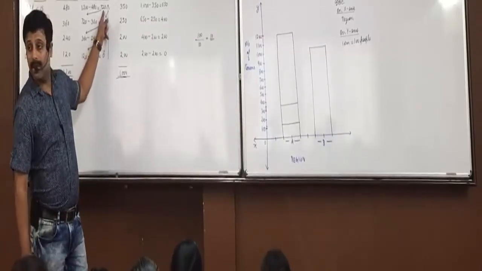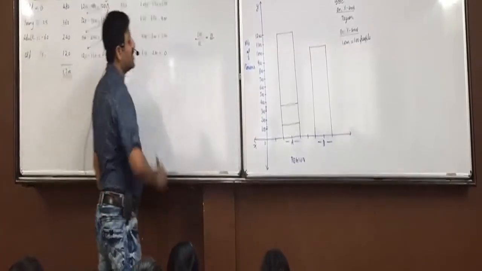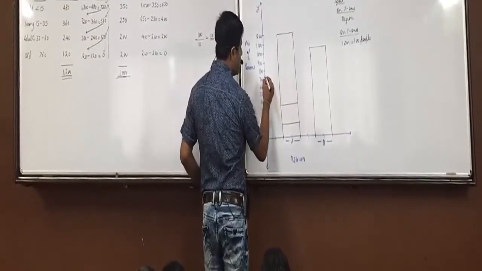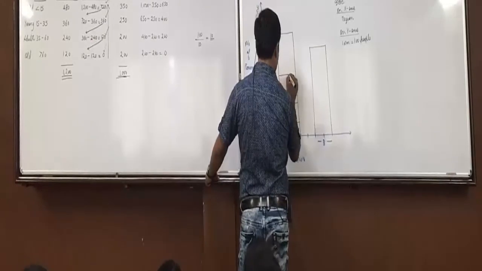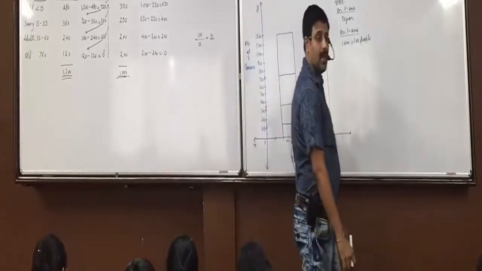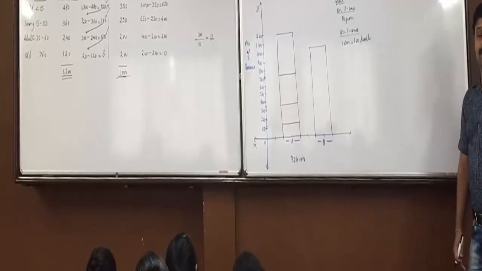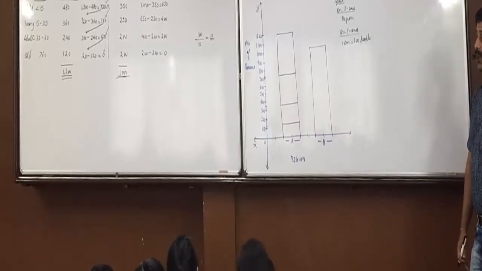What is the last one? 720. So after 700, 710, 720. Make it for region B on your own. Okay, make the split ups for region B on your own.